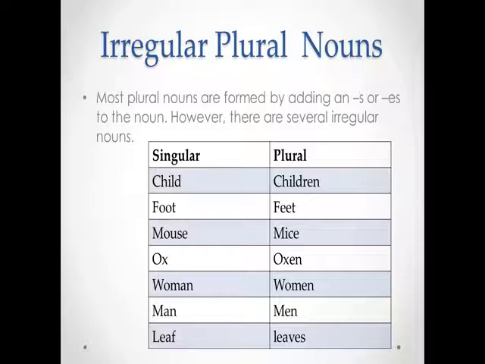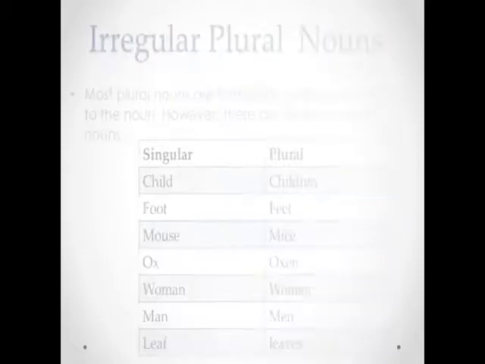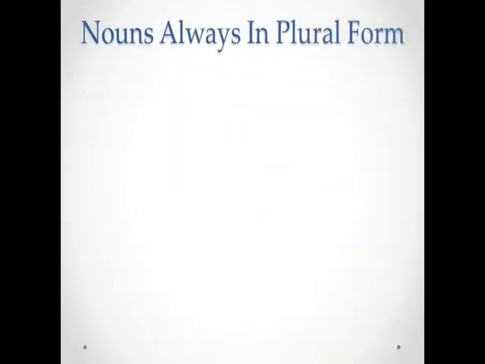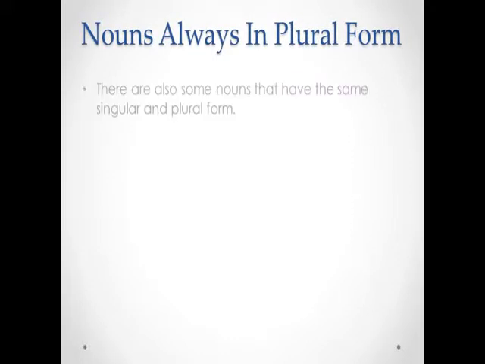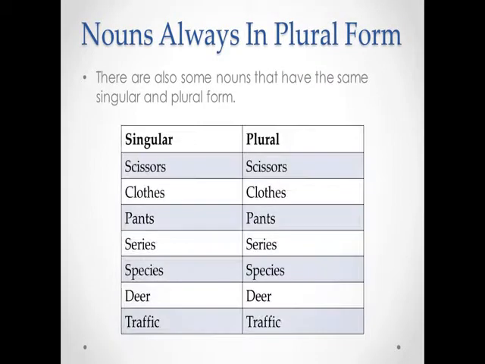Children. Foot, feet, mouse, mice, ox, oxen, woman, women, man, men, leaf, leaves. So there are some irregular nouns that you want to be aware of, and that they completely change in their spelling to make it plural. Nouns that are always in the plural form, there's quite a few of these as well.